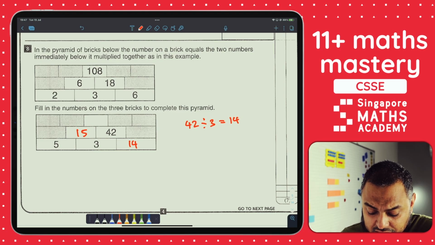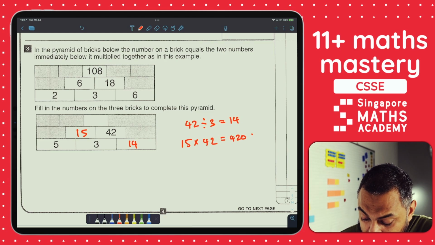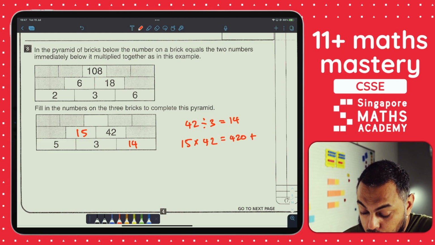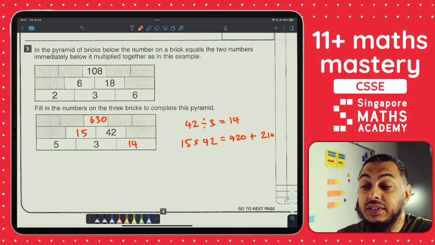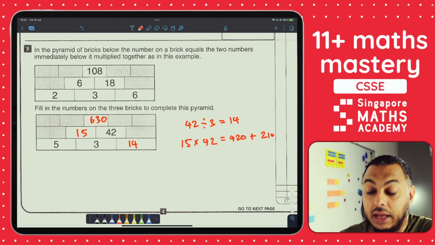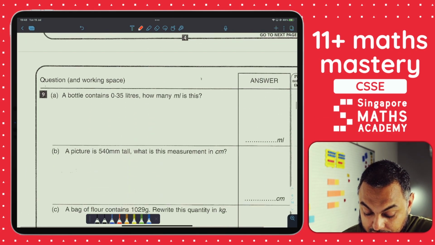Then you've got 15 times 42 to get the top value. 10 times 42 is going to be 420. Add 5 times 42, which is 210. So that's going to be 630 all together. And therefore, you have 630 at the top, 15 in the middle, and 14 at the bottom of question 8.